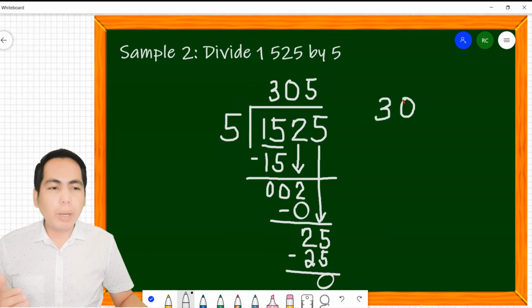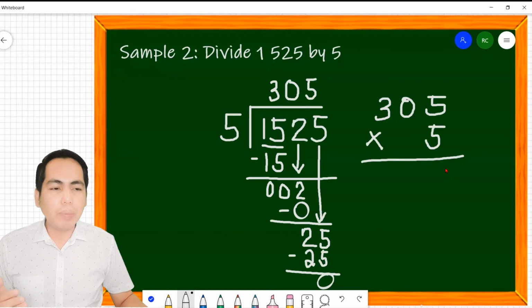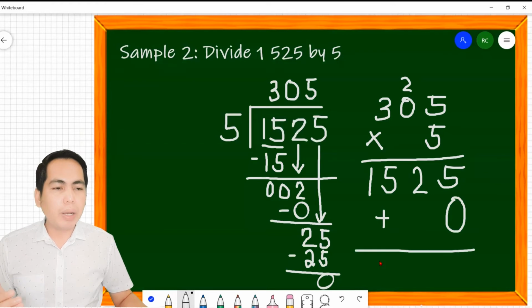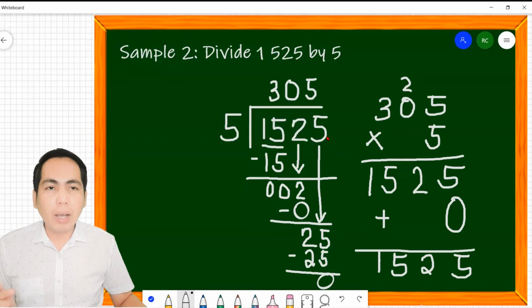We are going to multiply 305 times 5. So 5 times 5 will give us 25. So 5 regroup 2. 5 times 0 is 0 plus 2 is 2. 5 times 3 will give us 15. And then we are going to add our remainder 0. So plus 0 will give us 1,525, which is the same as our dividend. So therefore, our quotient is correct, that when we divide 1,525 by 5, it will give us 305.